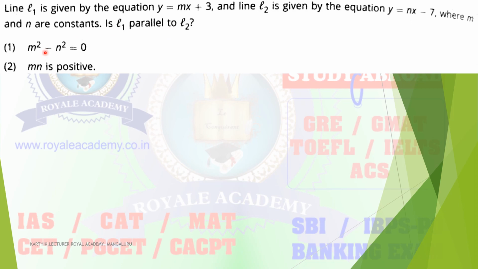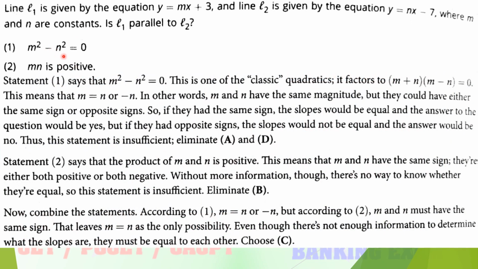So from the first statement, what is that? First statement tells that m square minus n square is equal to 2. So you will get an expression as a square minus b square, a plus b into a minus b, that is m plus n and m minus n. So from that expression, you are getting two different answers, m is equal to n as well as m is equal to minus n. So from the first statement alone you can't find out the answer.